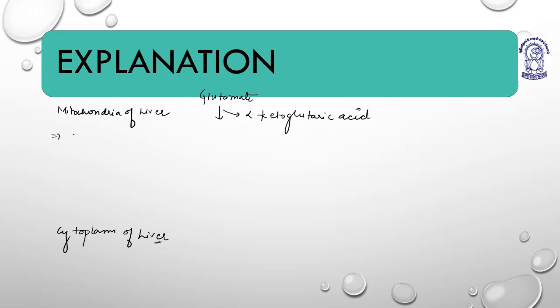In the first step, what happens? NH2 plus CO2 in the presence of 2 ATP forms 2 ADP and carbamoyl phosphate. This is the first step in which NH2 combines with CO2 in the presence of ATP to form ADP and carbamoyl phosphate. In the second step, the carbamoyl phosphate helps to convert ornithine into citrulline.